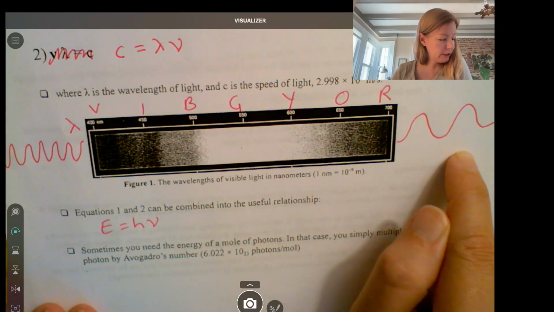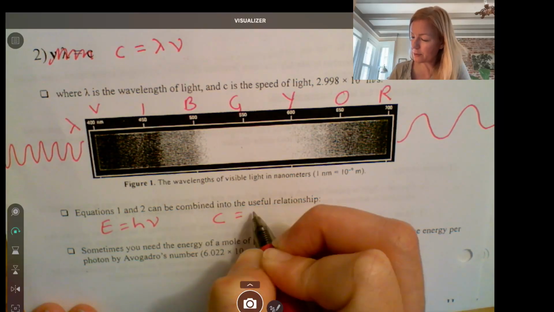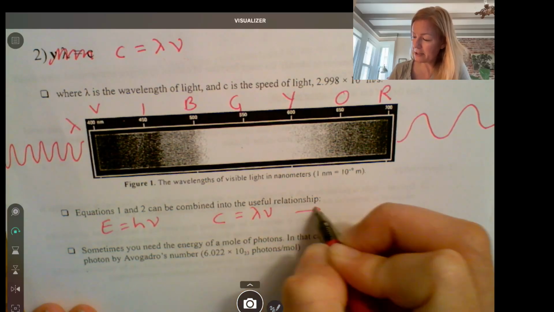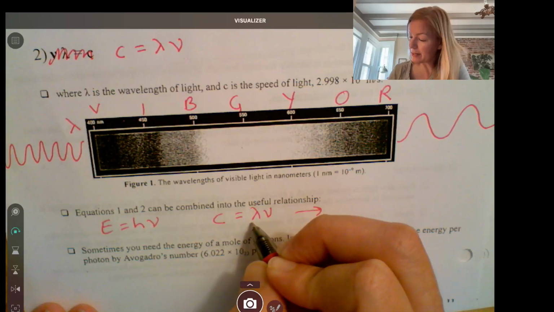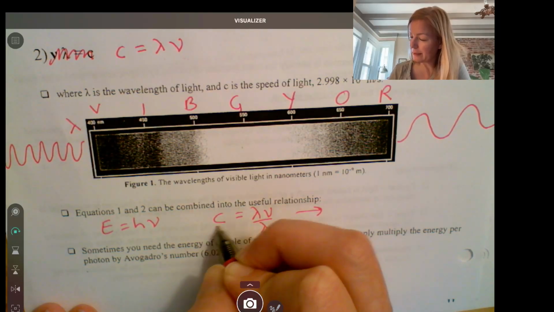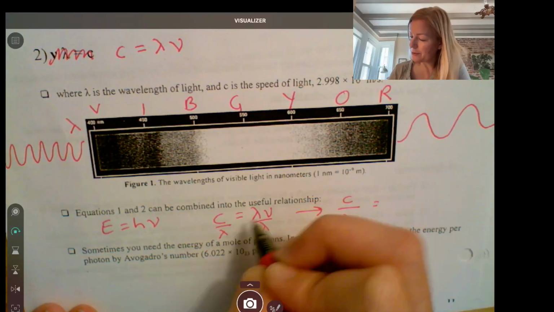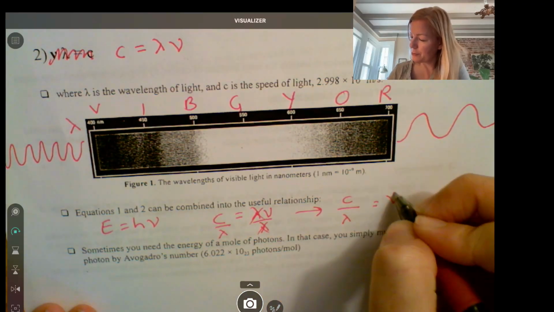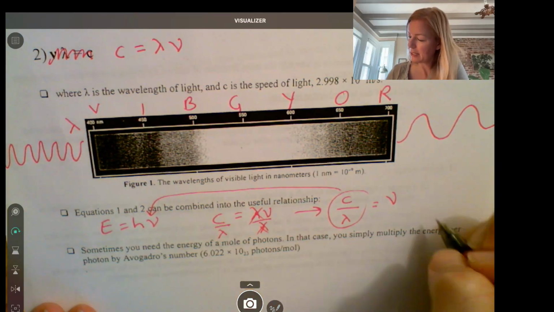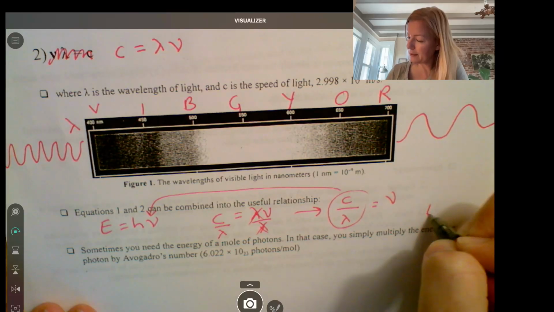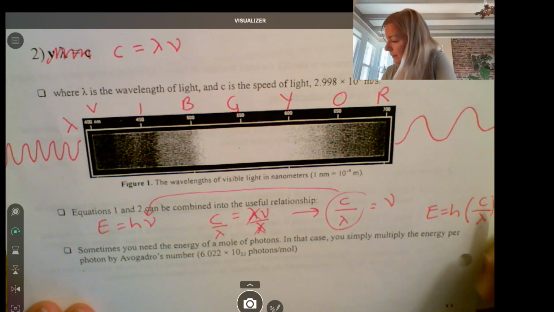Less frequent, less energy. And what we're going to do is take our second equation and rearrange it so that nu is on one side by itself. So I'm going to divide both sides by lambda. When I rearrange that, I have C over lambda equals nu, the lambdas cancel out here. And that means I can plug this in for nu here, and I'll get a new formula, E equals H times C over lambda.